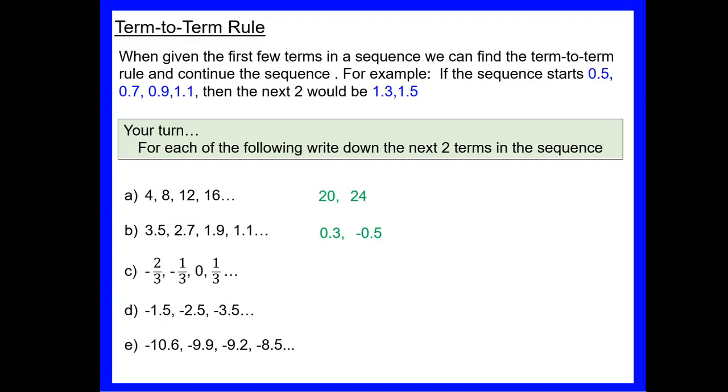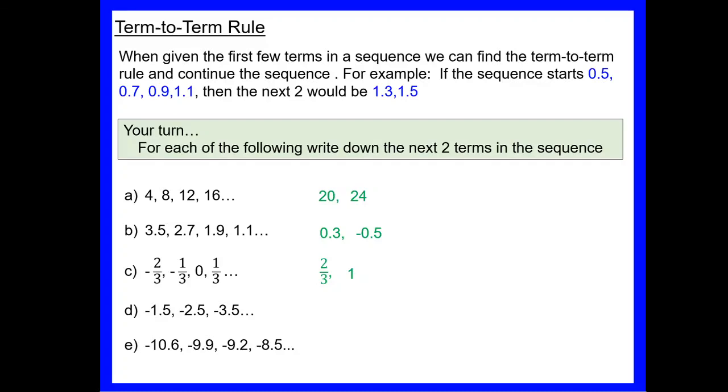Another one with fractions then. So we've got minus 2/3 and then we've got minus 1/3. So this is an ascending sequence. The values are getting larger as we go along, and we seem to be adding 1/3 each time. So after 1/3 we get 2/3, and then we get 1 as a whole number. So 3/3, remember, is 1.